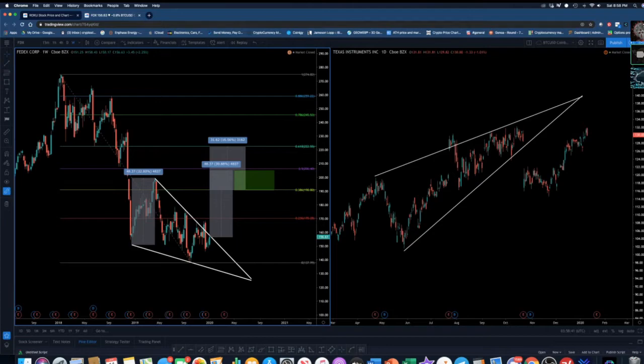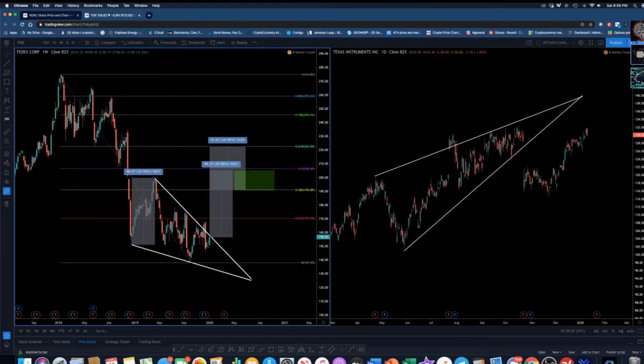But yeah, that's another one right there we're looking at, FedEx. I've been following it for a while because this FedEx chart is on the weekly time scale, and the Texas Instruments chart is on the daily. So it's a similar pattern but a different time frame, which we have to be very mindful of when we're taking options plays, as far as the duration required to get to our profit target levels.